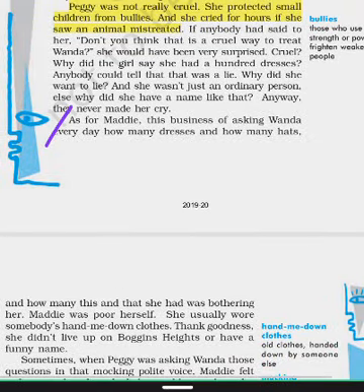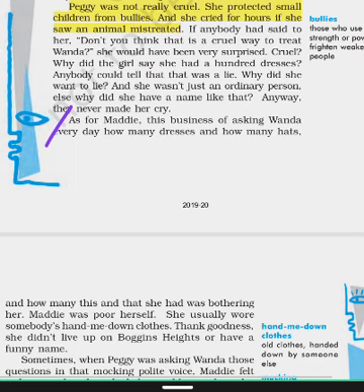As for Maddie, this business of asking Wanda every day how many dresses and how many hats and how many this and that she had was bothering her. Maddie was poor herself. She usually wore somebody's hand-me-over clothes. Thank goodness she did not live up on Boggins Heights or have a funny name.